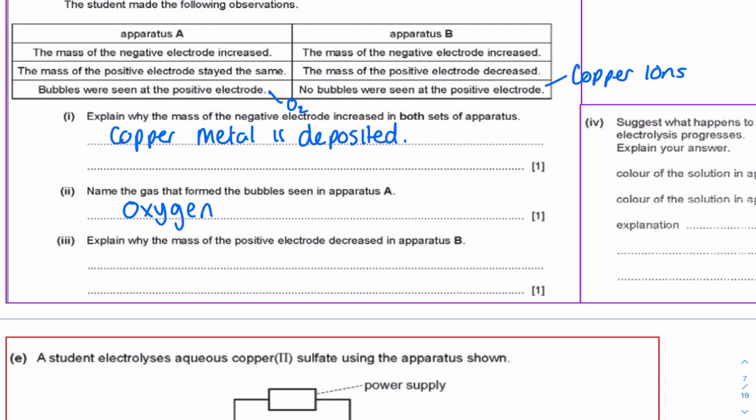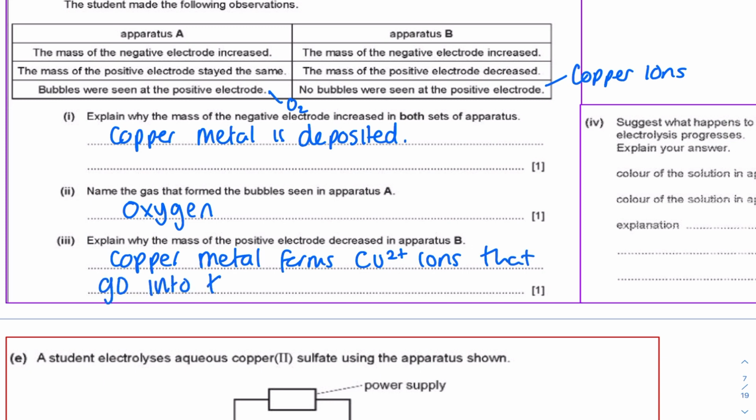Explain why the mass of the positive electrode decreased in apparatus B. It's because the copper metal forms Cu2+ ions that go into the solution or the electrolyte. Probably better to write electrolyte, though solution is an okay word.